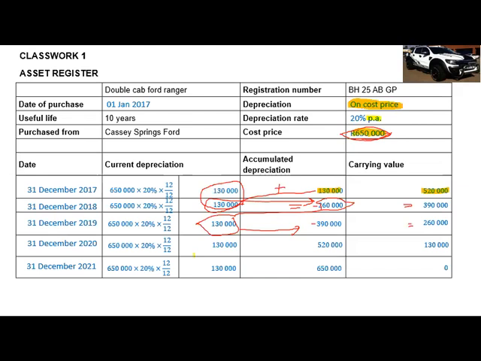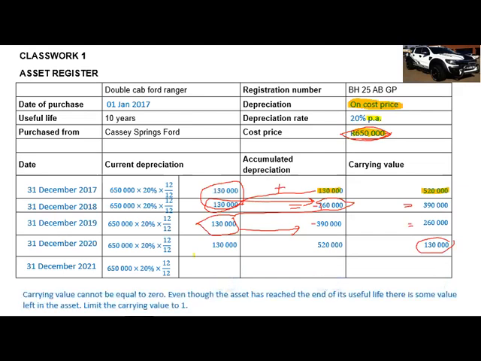Okay, guys, here's the thing. I can't have the carrying value as 0. I said the carrying value can only be 1. It means that for that year, I must limit my depreciation. Are we together? You must limit it to the accumulated depreciation of the previous year minus 1. What was accumulated depreciation of the previous year? 130. So you're going to limit this year's depreciation to 130 minus 1. What is 130 minus 1? 129,999. Guys, make a plan. Stop complaining.